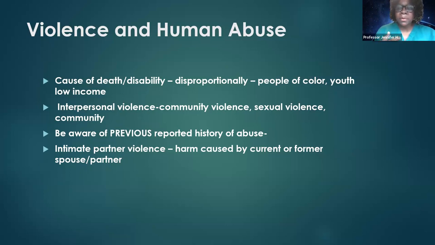What's important to remember is that anytime someone has a history of abuse, it doesn't matter race, color, creed, that is a high indicator of continued abuse. So you want to ask about a history of abuse, previous reported abuse. Unfortunately, that tends to lead to more. They do it once, they may do it again. And then intimate partner violence is harm caused by your current or former spouse or partner. So just make sure you ask for it. If that lady or that guy tells you that this has happened before, then again, previous reported history of abuse is indicative of future abuse. Just keep that in mind.